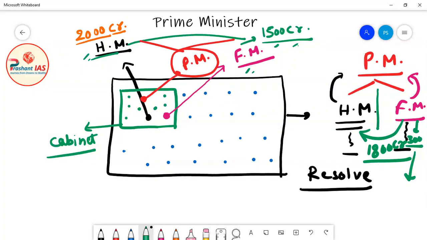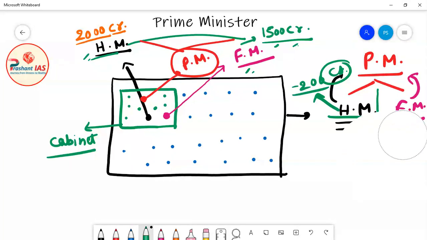Okay, and what will Prime Minister say to health minister? That you have to manage with 200 crore less amount. So you have to do your planning in such a smart manner that you can give a performance of 2000 crore in only 1800 crore. Okay, so what can we conclude with the help of this entire story?